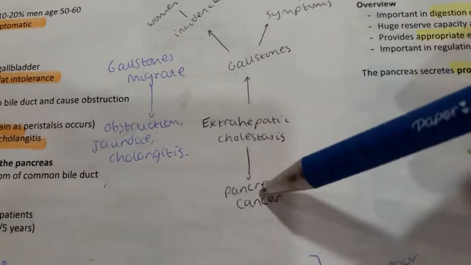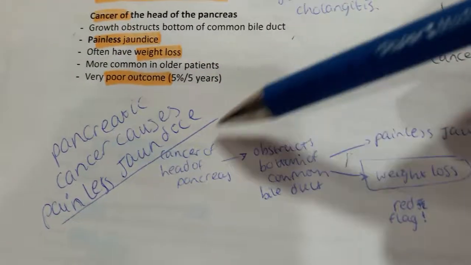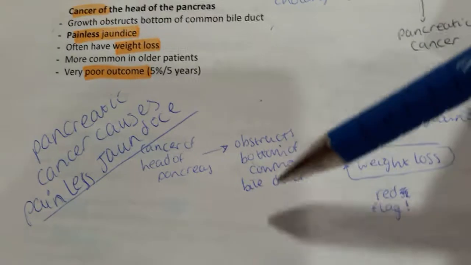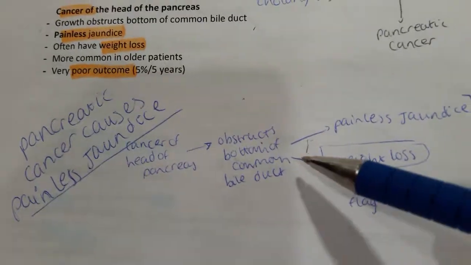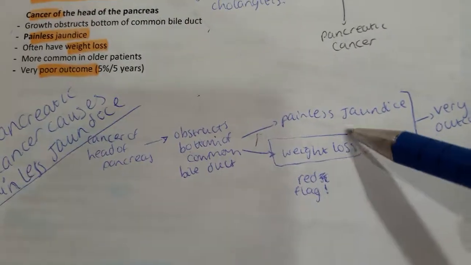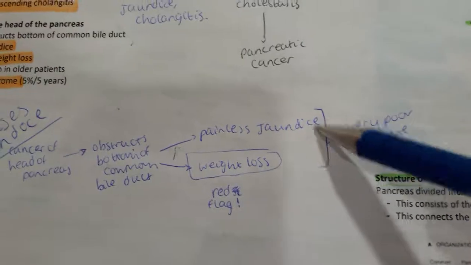It could also be due to pancreatic cancer. So let's have a look at pancreatic cancer. Well, pancreatic cancer causes painless jaundice, which is very important, because cancer of the head of the pancreas obstructs the bottom of the common bile duct, leading to painless jaundice, and weight loss is the red flag. So if they've got jaundice and they've also got weight loss, it's a red flag that it might be pancreatic cancer, and it's a very poor outcome.